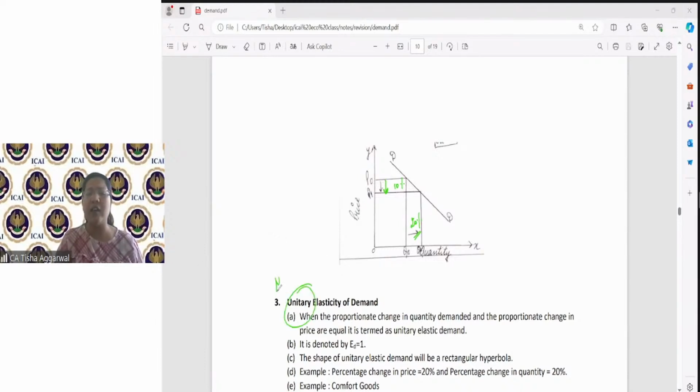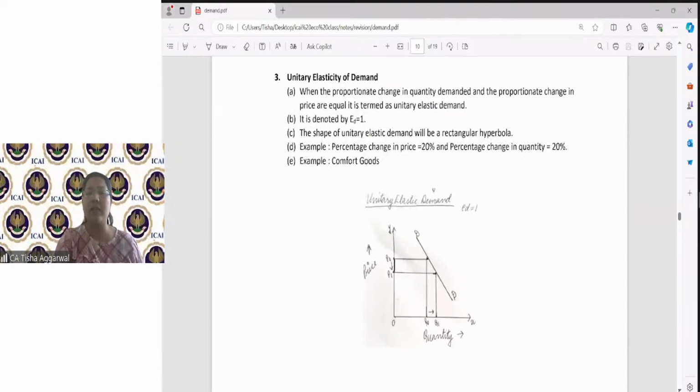Please understand, in economics or in normal nomenclature, unitary means one. Whenever we talk about the unitary elasticity of demand, the percentage change in quantity demanded and the proportionate change in the price are equal. That is what is known as the unitary elasticity of demand. The price fell by 10% and the quantity also went up by 10%. Neither are they necessities nor luxuries.